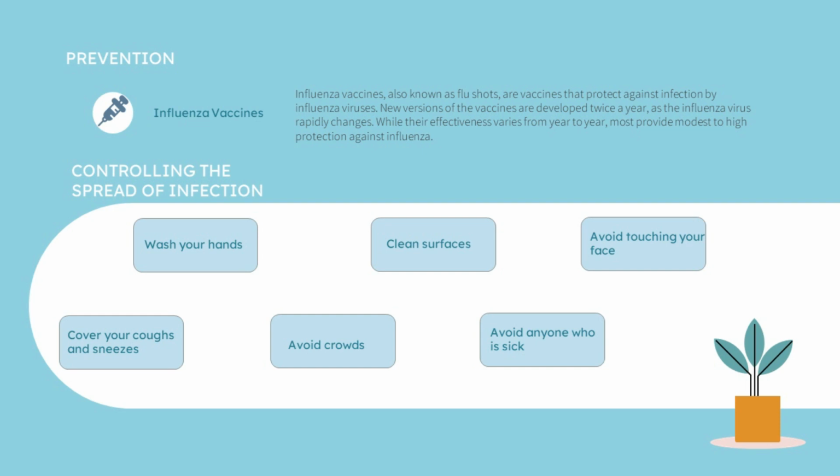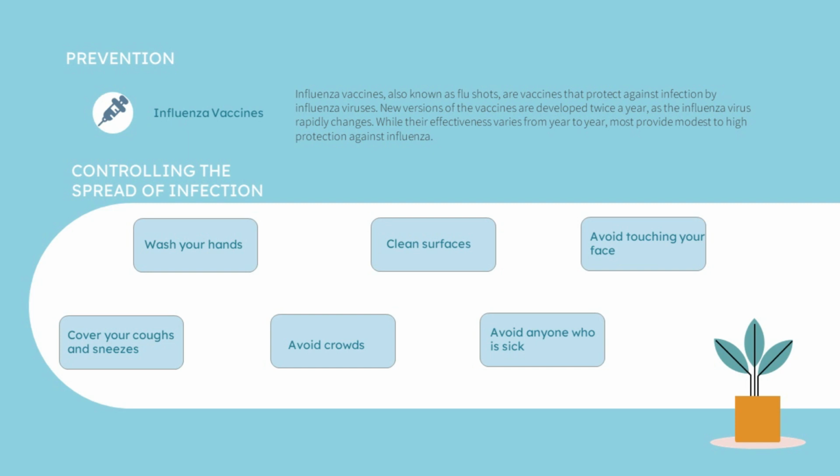Ways in controlling the spread of infection. The influenza vaccine isn't 100% effective, so it's also important to take several measures to reduce the spread of infection, including washing your hands. Washing your hands often with soap and water for at least 20 seconds is an effective way to prevent many common infections. Or use alcohol-based hand sanitizers if soap and water aren't available. Avoid touching your face. Avoid touching your eyes, nose, and mouth. Cover your coughs and sneezes. Cough or sneeze into a tissue or your elbow, then wash your hands.